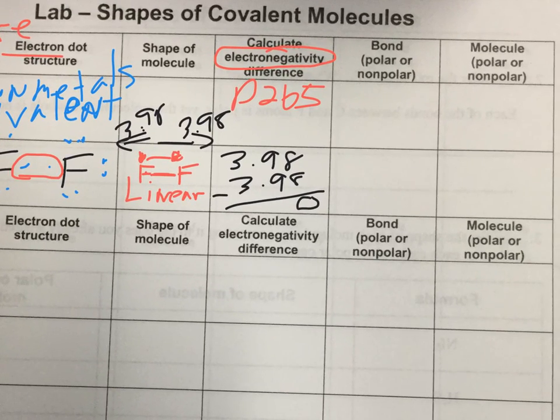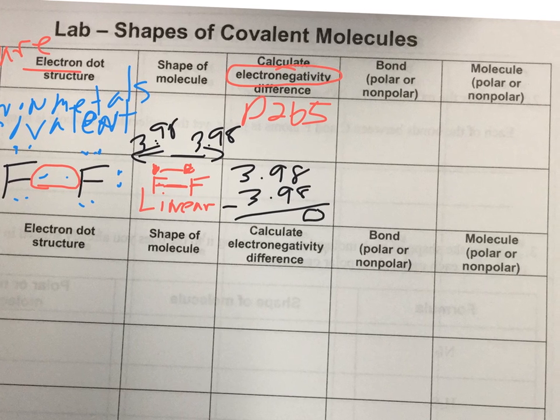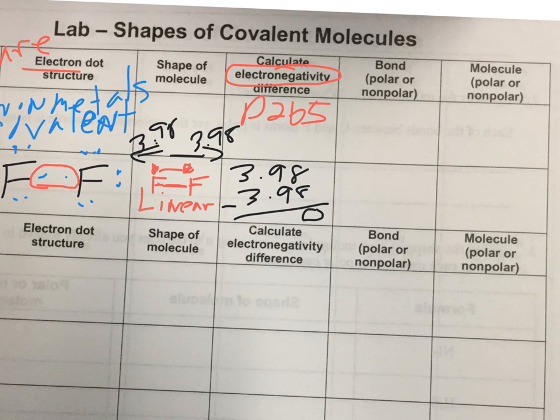So whenever you have that, and you're looking at that molecule, that bond, you have that 3.98 pulling against that 3.98. So it's not moving at all. You have a zero movement. That is a non-polar bond because it's equal. You have the equal amount of force on each side.